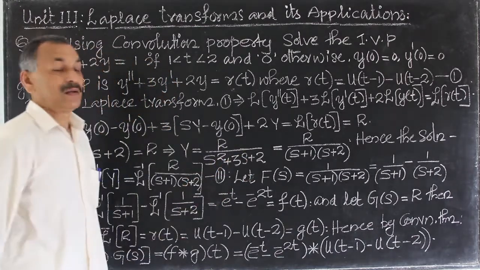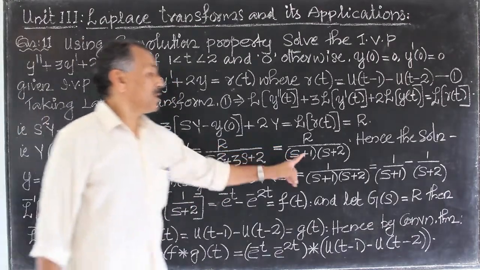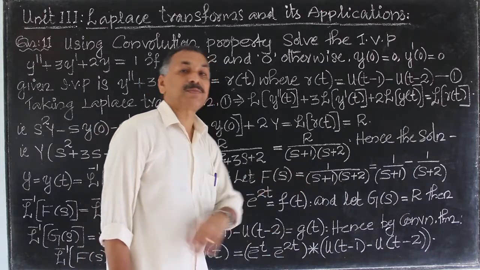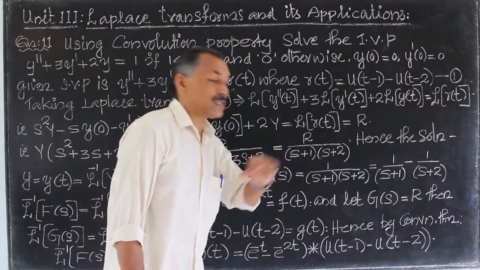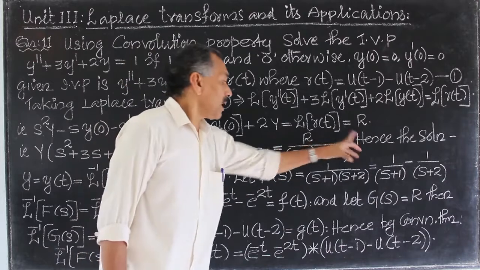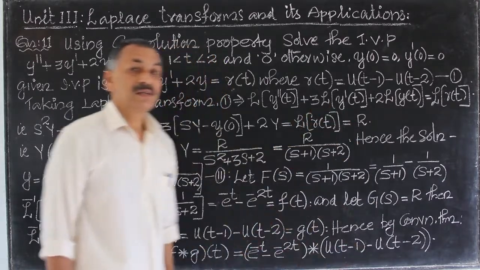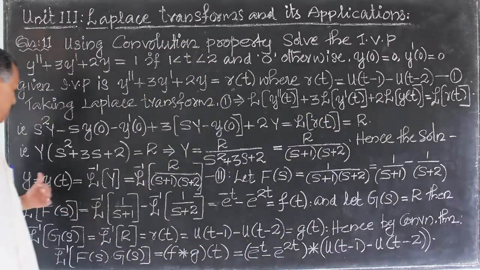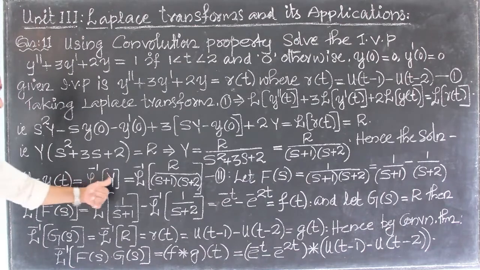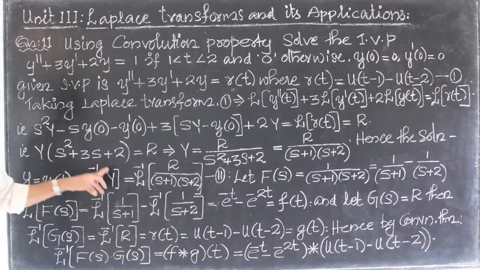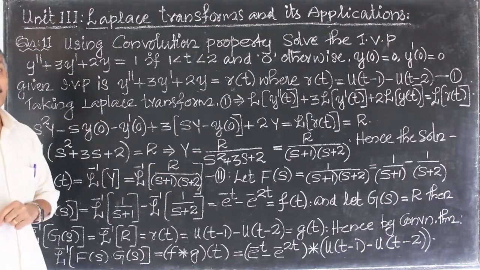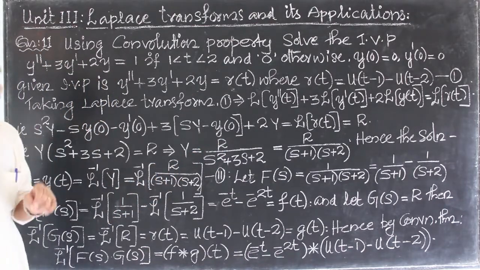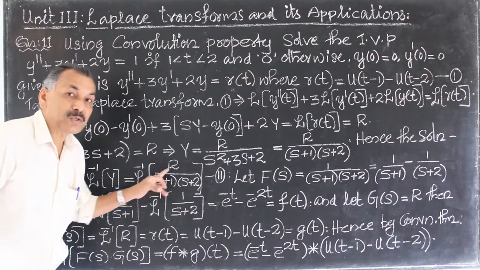Then s square plus 3s plus 2 can be factorized as s plus 1 into s plus 2. That is, Y is R divided by s plus 1 into s plus 2. Then what is the solution? The solution y of t is equal to L inverse of Y, that is L inverse of R divided by s plus 1 into s plus 2. Apply convolution here.